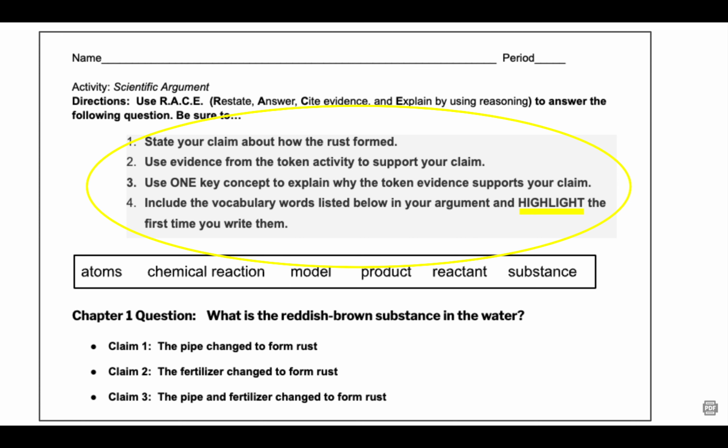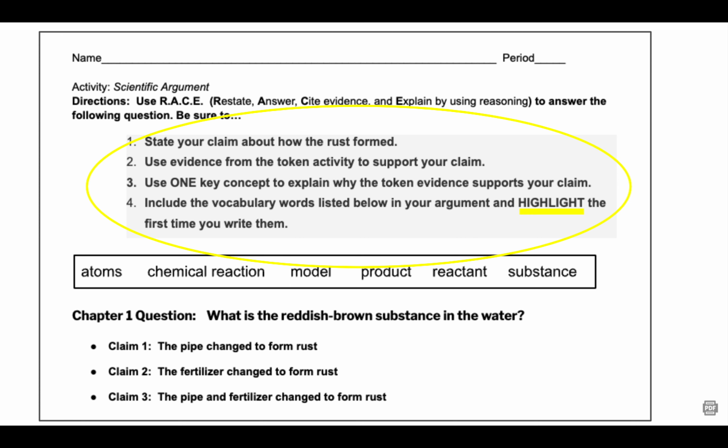And then lastly, I always put a list of vocabulary words that I want people to use, and invariably people forget to use them. And so I'm kind of making this a part of the homework assignment, and that is, I want you to use all 6 of these vocab words listed in your argument. And then in order so that you and I both know that you use the vocab words, I want you to highlight it the first time you write it. So you can use these words in any form, singular or plural. And if you use the word atom 4 times, you don't have to highlight it all 4 times. Just highlight it the first time that you use it.